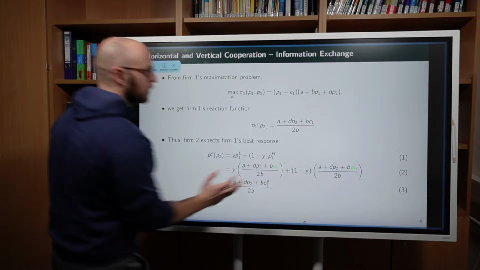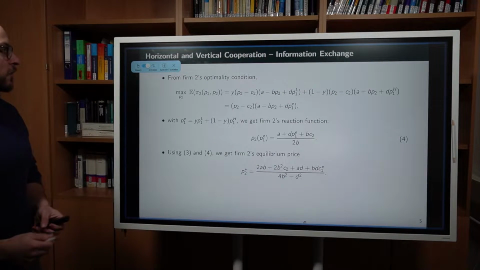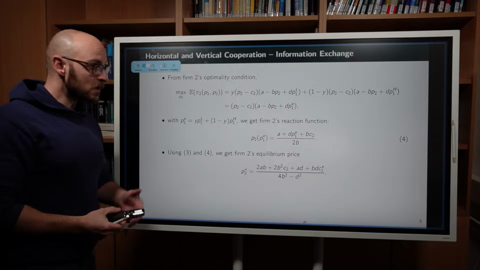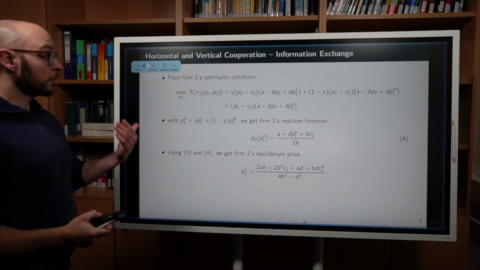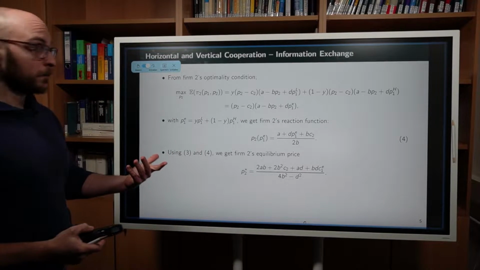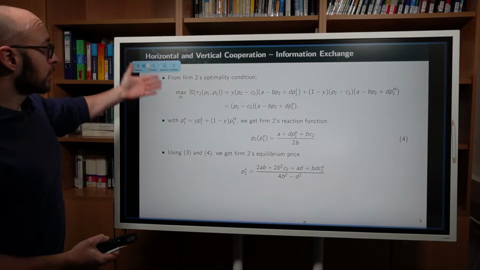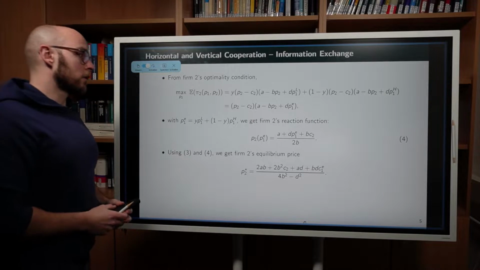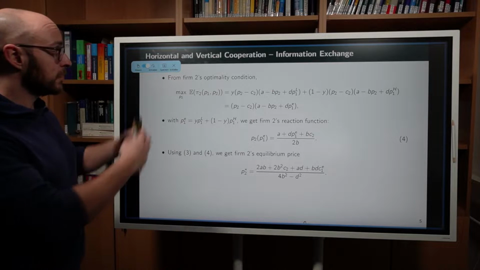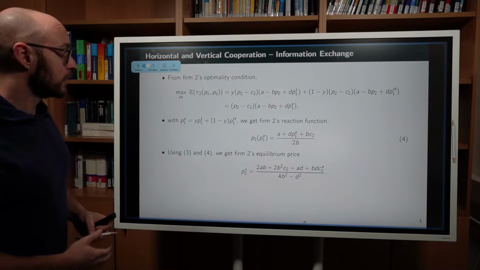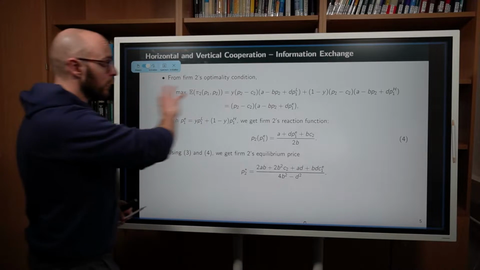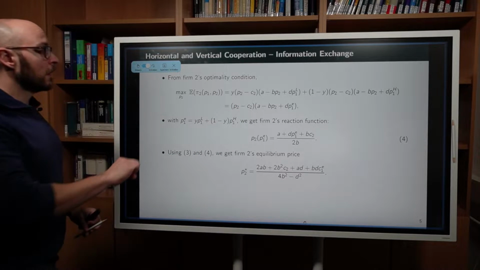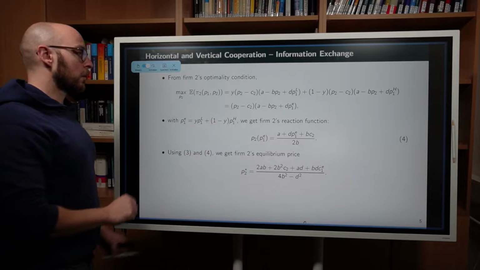Okay, now, how do we proceed? Well, now we have determined what firm 2 expects firm 1 to do. Now let's look at firm 2's optimality condition. Well, firm 2 basically has a weighted average of its profit that it maximizes, and what we want to do is to maximize this profit, right?